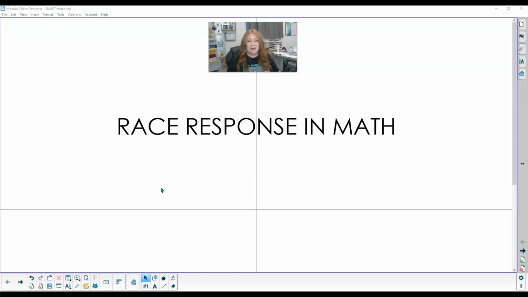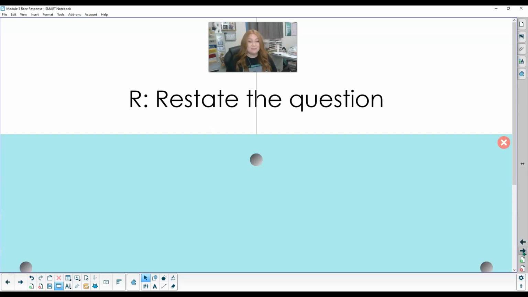We are going to be learning about using the RACE response in math. Hopefully the RACE response is something that you have heard before, that you are using in your language arts classes. But it's not just something you can use when you're writing, it's something you can use in every subject that you are answering questions for. So let's take a look at how this might look in math.